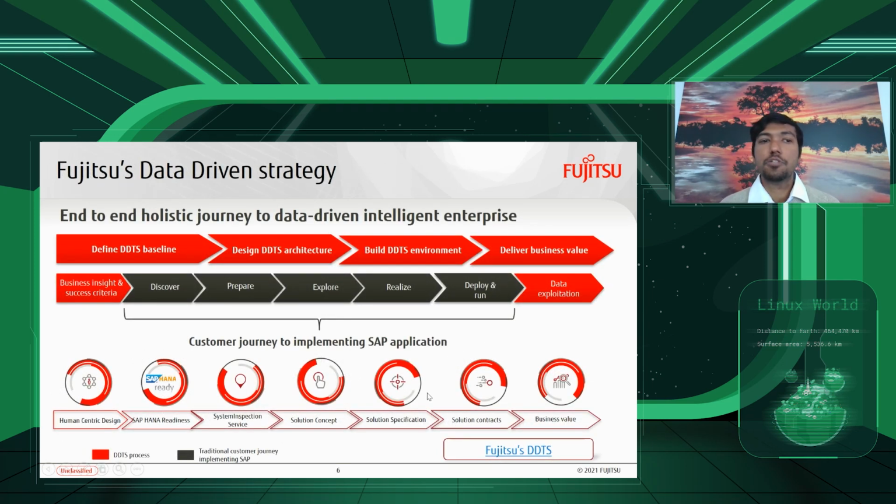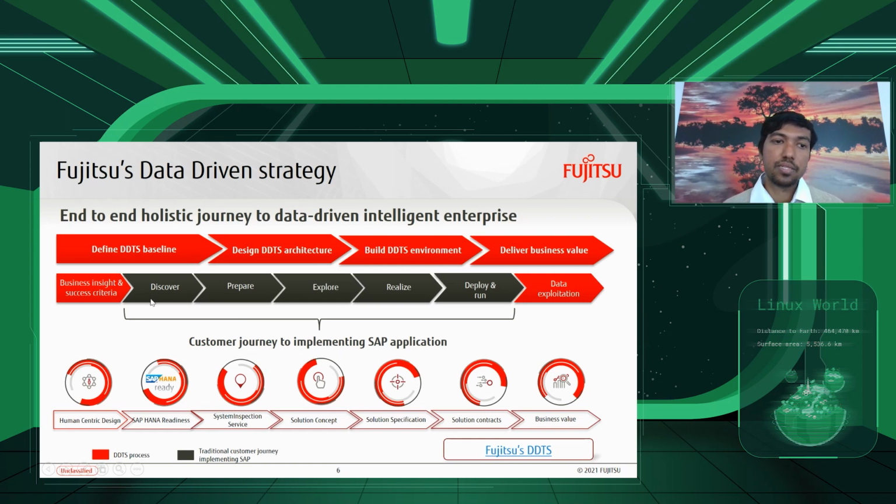Now, from Fujitsu's perspective, we look to do an end-to-end holistic journey for the customer here, and we want to do this from a data-driven perspective. Some of us would find the black portion here, where you have the discover, prepare, explore, realize, and deploy and run phases, quite familiar, because this is the customer journey map for a customer who is implementing an SAP application, and SAP talks to this customer in this tone.